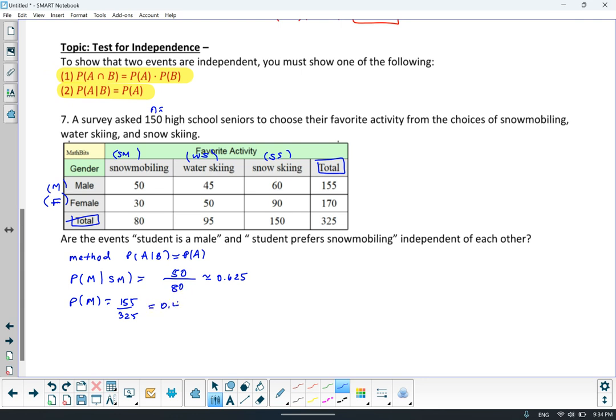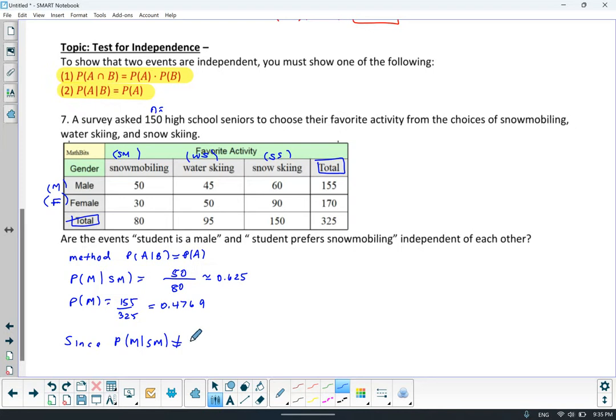approximately 0.4769. Notice they're not equal, so you would say since probability male given snowmobiling does not equal probability male, the events are dependent. Has to be very detailed and very clear.